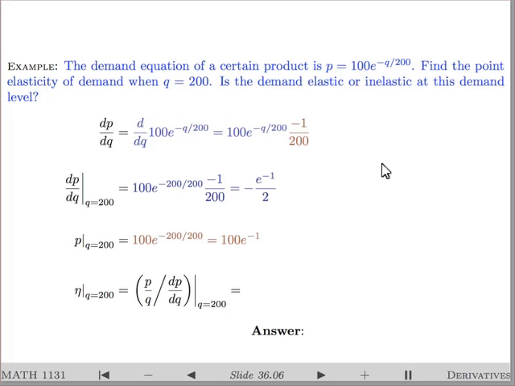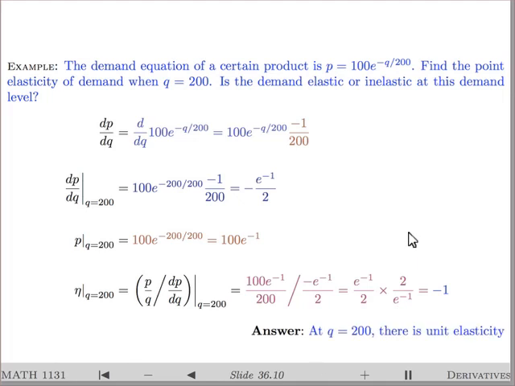So we have then P over Q, plugging in these numbers for P and 200 for Q, and this for dP over dQ, in the formula for elasticity of demand. Now 100 over 200 is 1/2, and the e to the negative 1's cancel. So the whole thing comes out to be just, there's a negative missing, so it should be -1. There is a negative here which should still be present here.